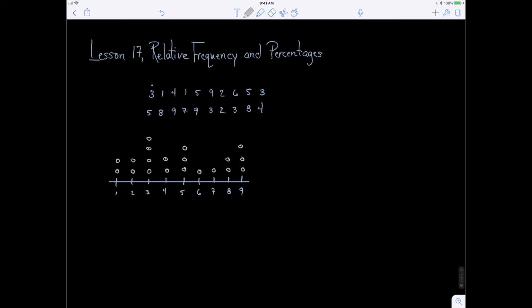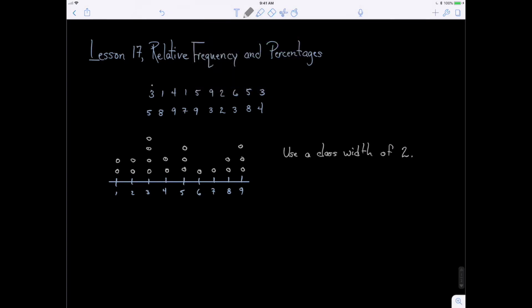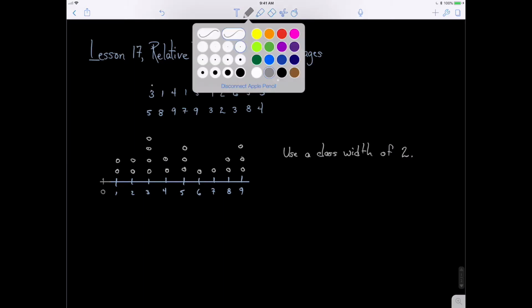And let's do this. How about a class width of 2? So we use a class width of 2, so we can just look at it and know exactly what we need to do. And so we'll proceed in that manner here. Notice I should probably extend my line out a little bit this way, and I should probably put my 0 down here.